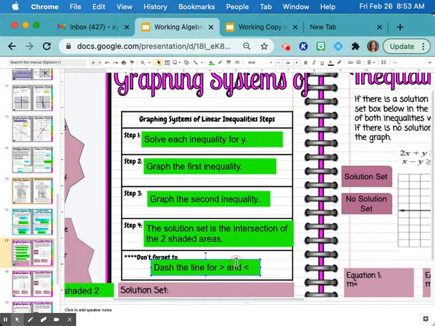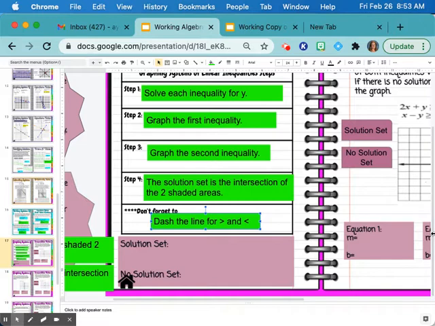Do not forget to dash the line if it's just greater than or just less than. So the solution set is going to be the area where it is shaded 2 times.